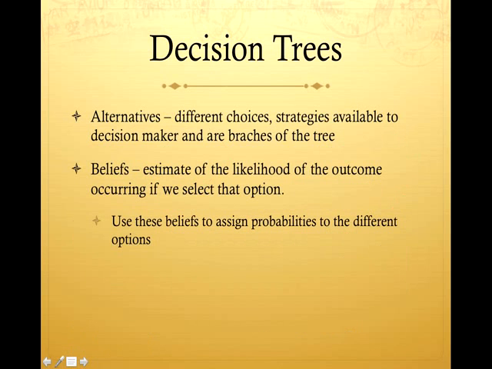So the alternatives are our different choices and the strategies available to you. So if you're trying to make a decision on which route to take to school. And so that's the branches of the tree. And then the beliefs are the bottom half of the tree, where it's an estimate of the likelihood of that outcome occurring if we select that option.